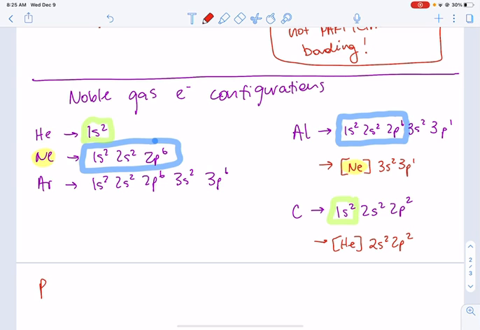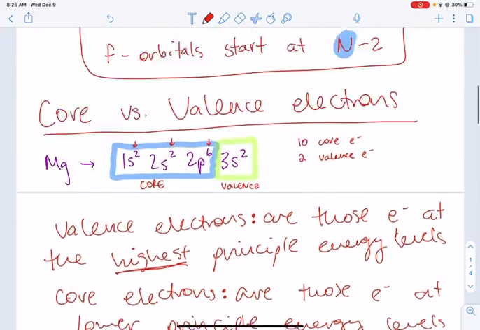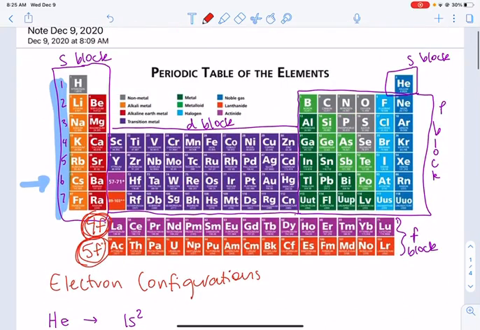You could have just done xenon and then done 6s2, 4f14, 5d10, 6p6. Radon is on the 6th level, right? 1, 2, 3, 4, 5, 6. Yes.